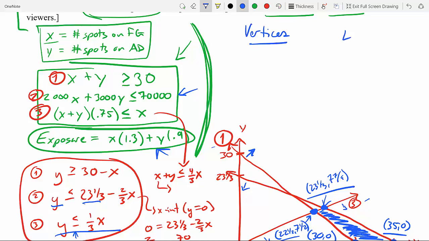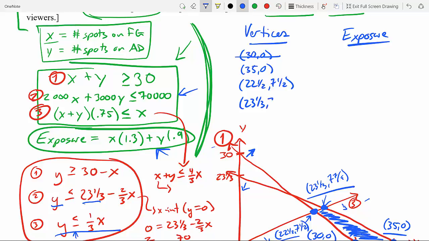Vertices, exposure, we'll start with 30, comma 0. 35, 0. Those are the easy two. Of course, we're looking to maximize something, so 30, 0 is out. 22.5, 7.5, and 23 1/3, 7 7/9 are all the possible values we're looking at here.